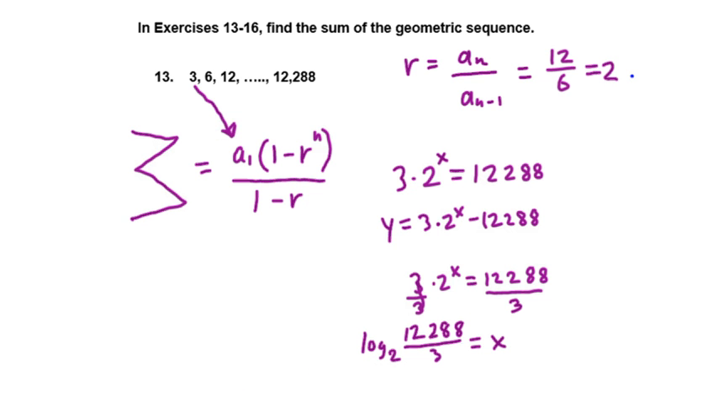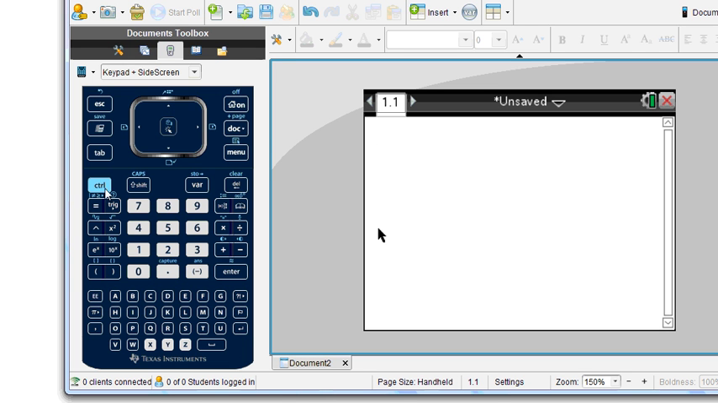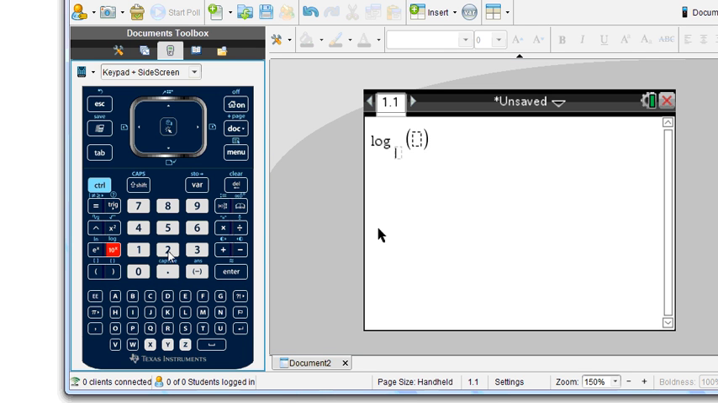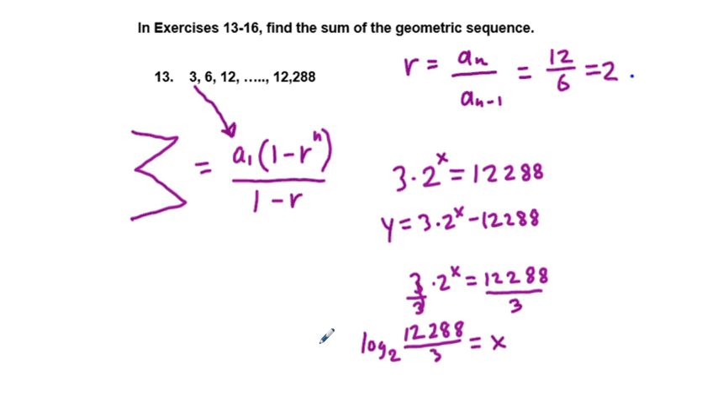So let's go ahead and put that in our calculator. We'll go to log base 2 of 12,288 divided by 3. That should give us our x, which is 12. So x equals 12. But n is going to be one more term than that, because this is our 0 term, and we work out 12 more terms after it. So n is going to be equal to x plus 1, which equals 12 plus 1, which equals 13.